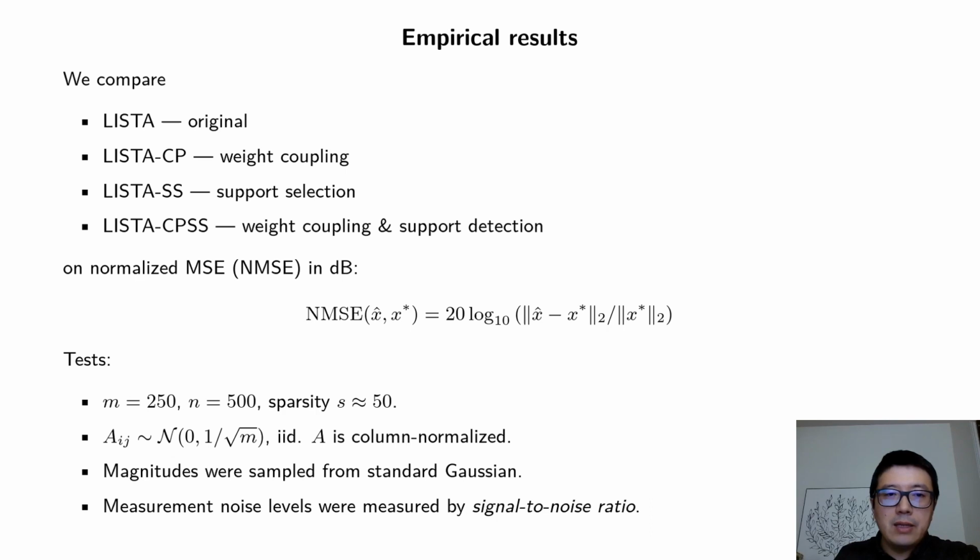And we test on NMSE in dB, and the tests I show here use synthetic data, but you can also do it on real data like images. In the synthetic data, sparsity is about 50, the signal dimension is 500, and we're taking half of the measurements of the dimension. The sensing matrix has IID components, and the magnitudes of the non-zeros in the sparse signal are sampled from a standard Gaussian. We also add noise to the measurements in some tests, and when noise is added, it's measured by signal to noise ratio.